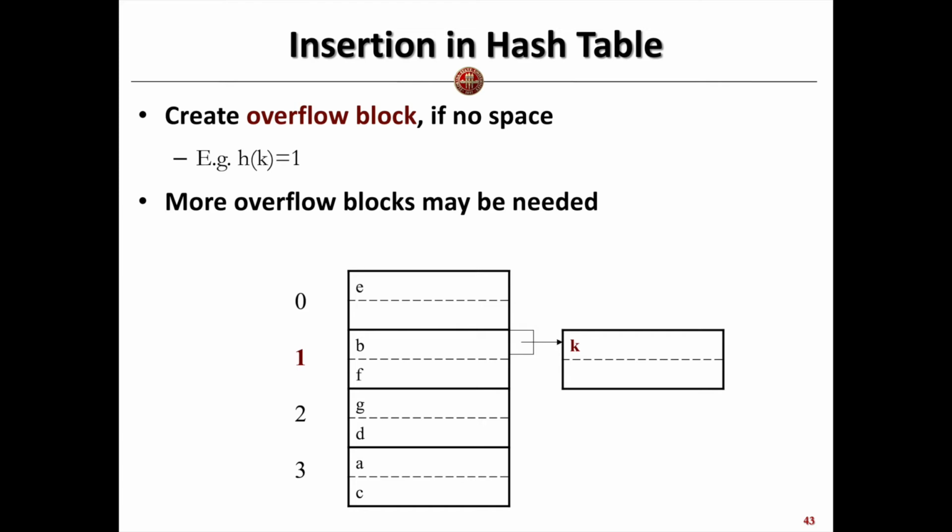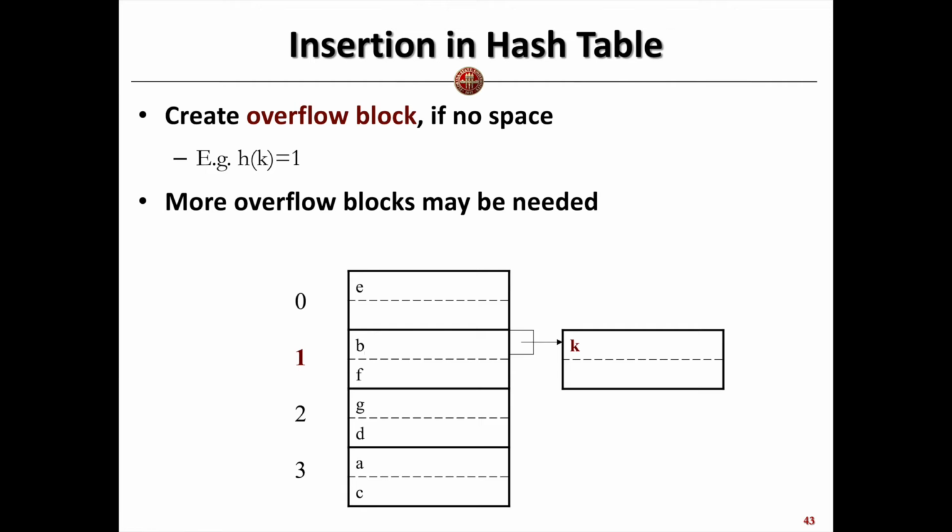Let's assume, based on the hash table we showed before on the left-hand side, we plan to further insert one pair with the search key equal to K together with one pointer. According to the hash function, h(K) equals 1. Therefore, we should store this K and its pointer into bucket number 1. However, after we check this bucket, we find it is occupied already. It's full. All the entries have been used. In other words, we can no longer insert this K into it.